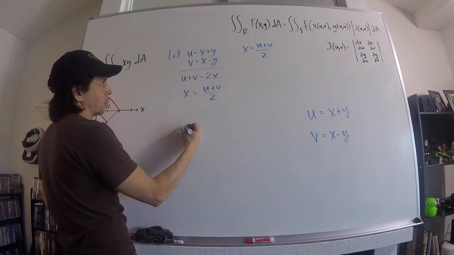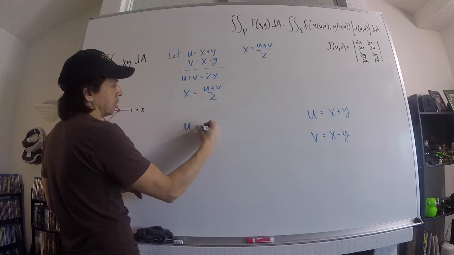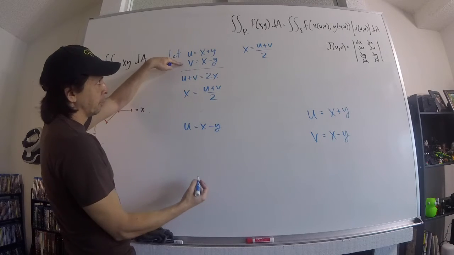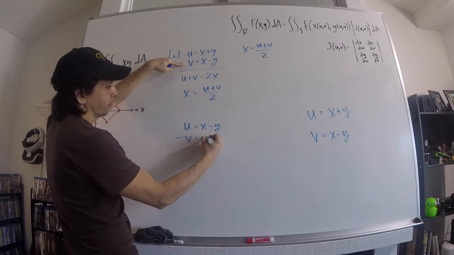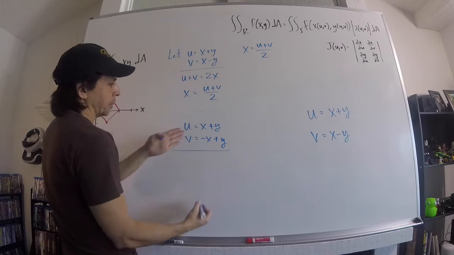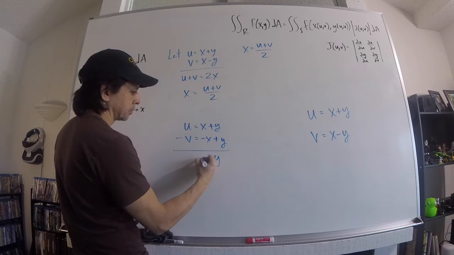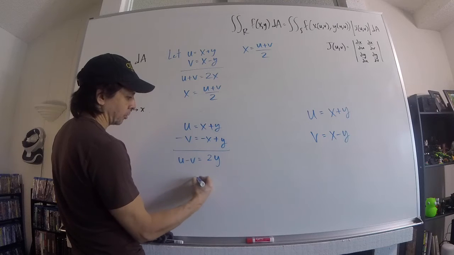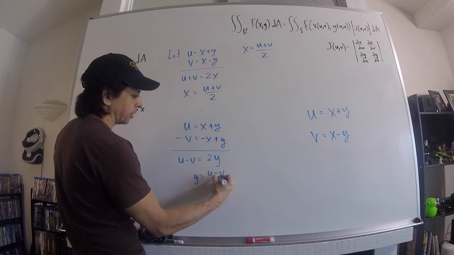I'm going to take those same equations and multiply the v1 by negative 1. Wait, what happened? So, to eliminate x, and so y will equal u minus v over 2.